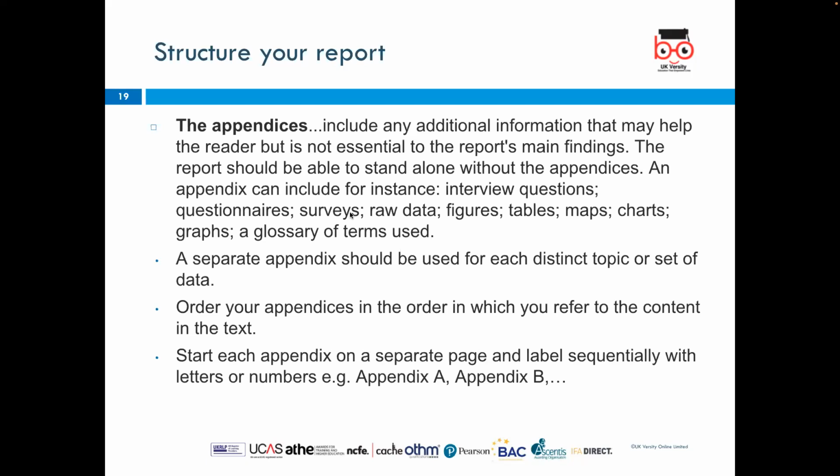An appendix can include, for instance, interview questions, questionnaires, surveys, raw data figures, tables, maps, charts, graphs, a glossary of terms used. A separate appendix should be used for each distinct topic or set of data. Order your appendices in order in which you refer to the content in the text. Start each appendix on a separate page and label sequentially with letters or numbers, e.g. Appendix A, Appendix B.